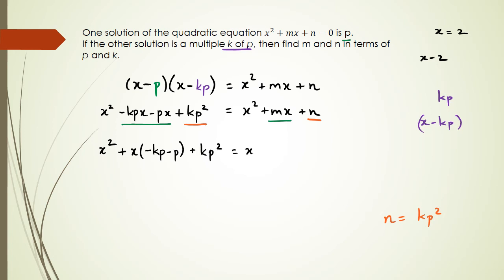So all of this is equal to x squared plus mx plus n. As we said before, we've already figured out what n is. That means m is the coefficient of x, and in this case this entire bracket is the coefficient of x. So we can write m is equal to negative Kp minus p. And that's your two solutions right there, folks.